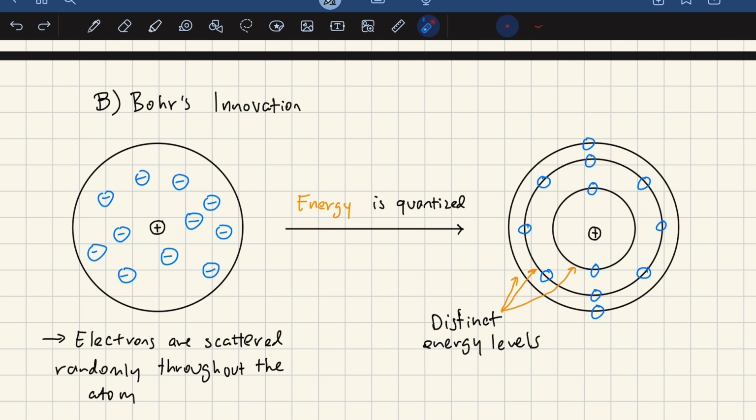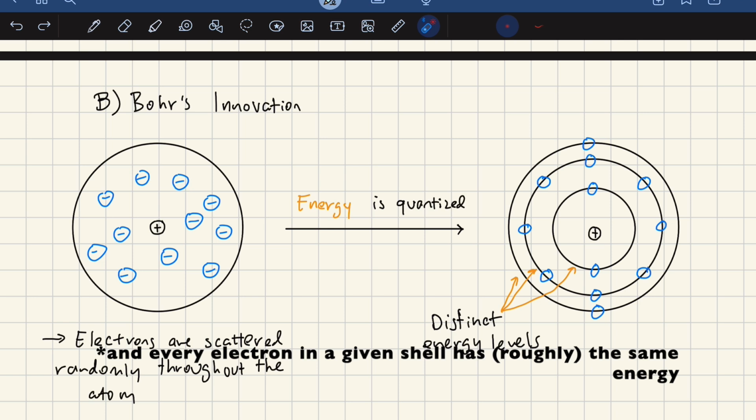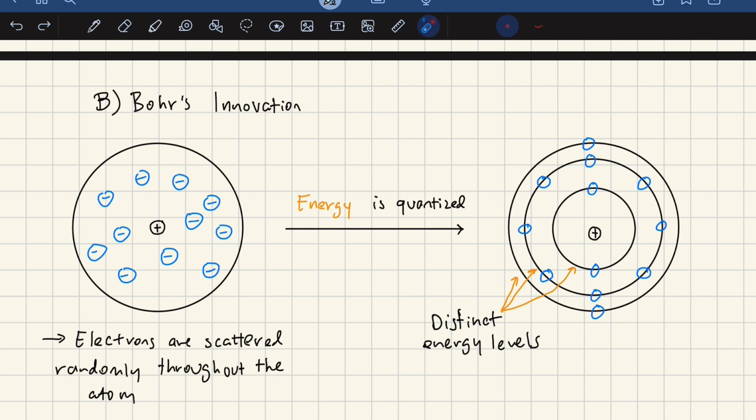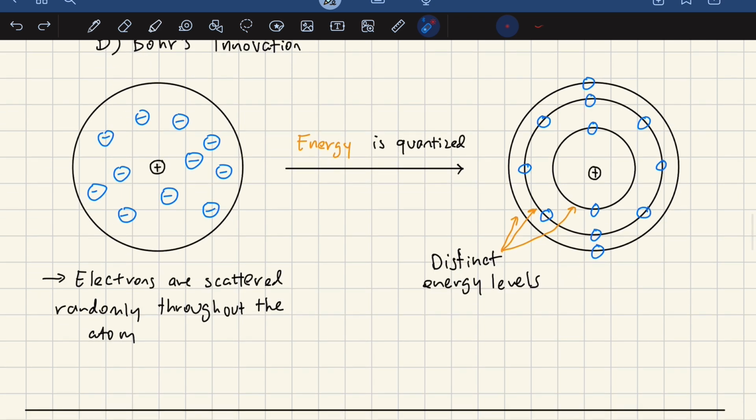And the implication for that, for the atom, is that electrons will have distinct energies and therefore exist in distinct levels. So on this new Bohr model that you've likely seen before, the electrons are organized into shells based on how much energy they have. So we take this kind of amorphous model and we're adding a bit of structure to it. And this is going to be really crucial for understanding periodic trends, as we'll see at some other point.